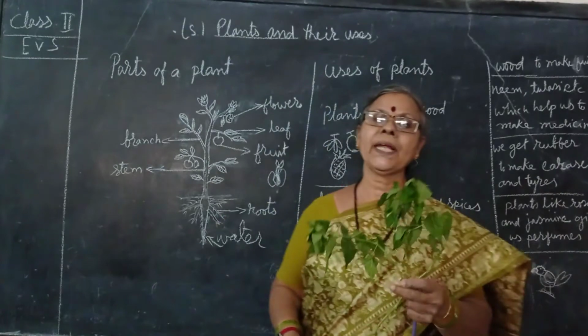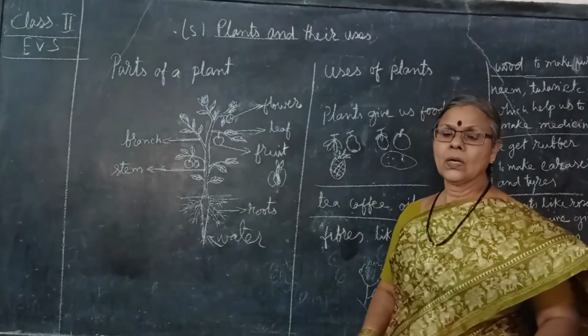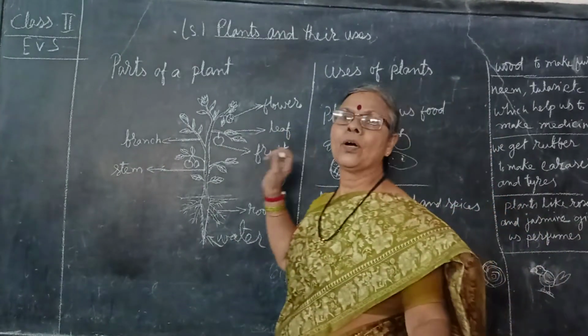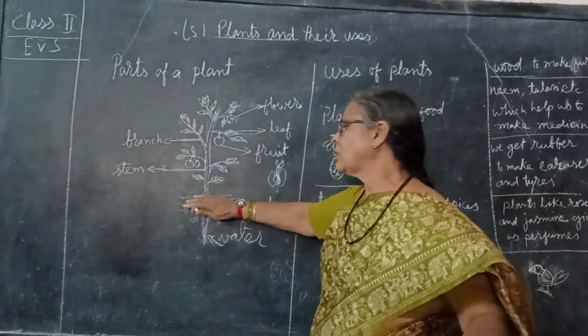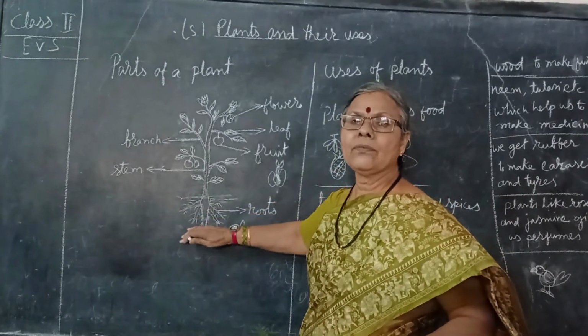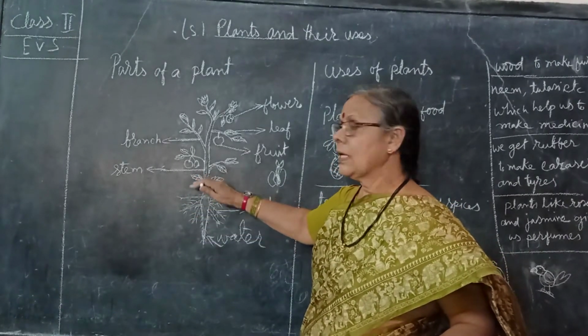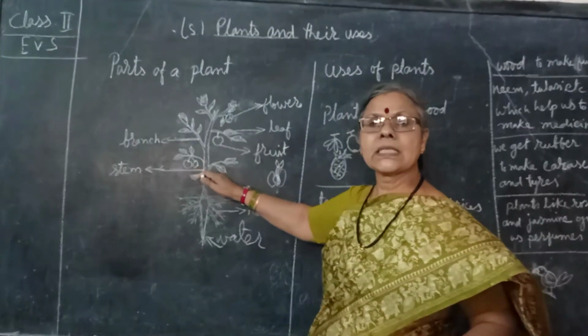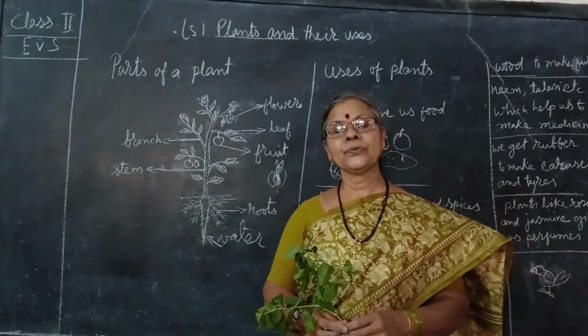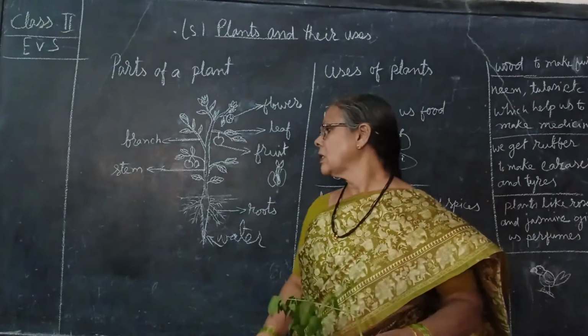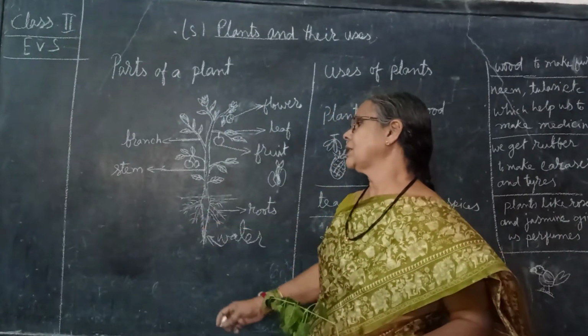All the parts are very important for a plant. Suppose if the root is not there, then the water will not be sent up to the stem. If the water is not sent up to the stem, then they cannot function at all. So that's why this is very important.